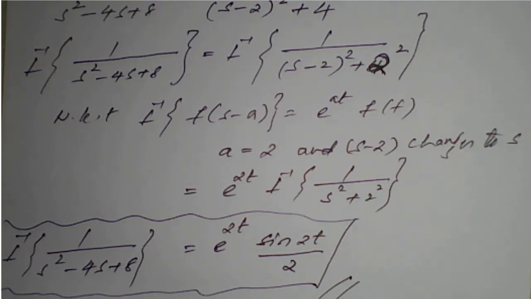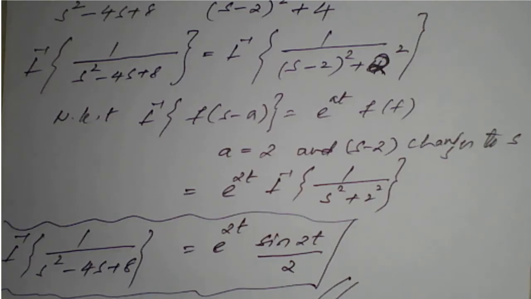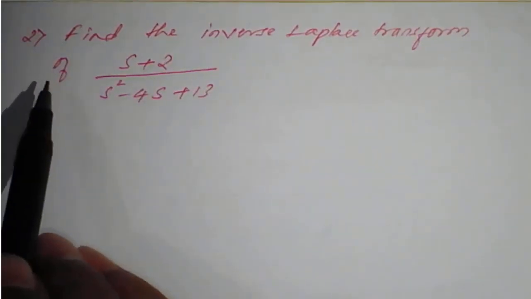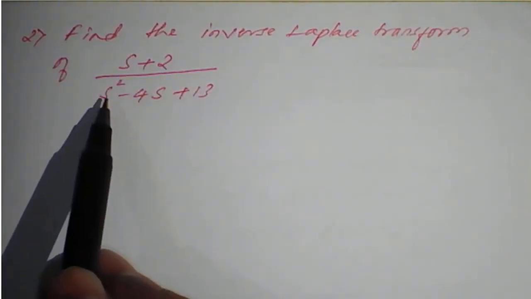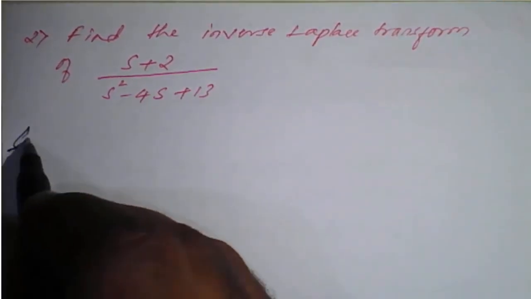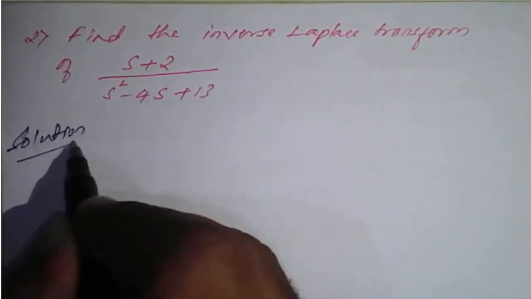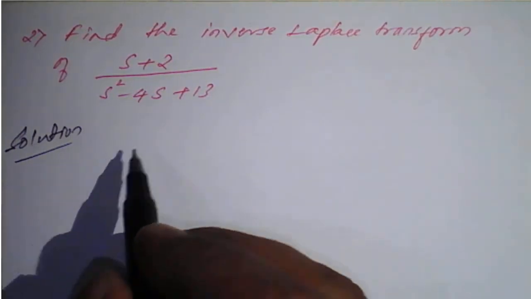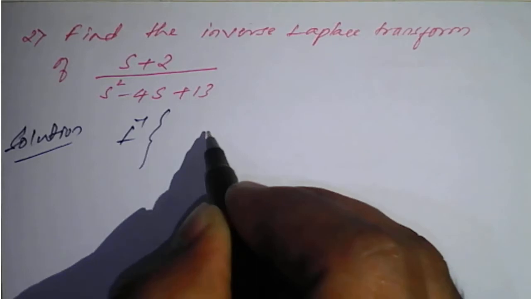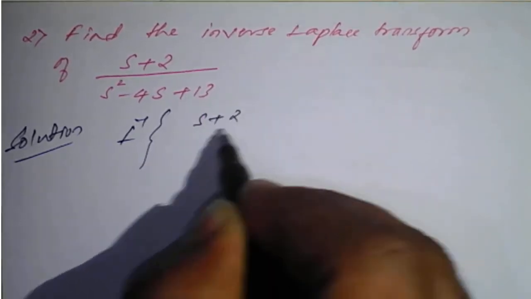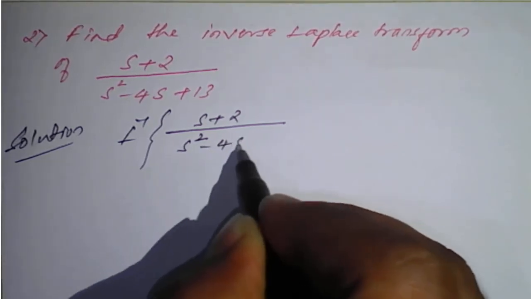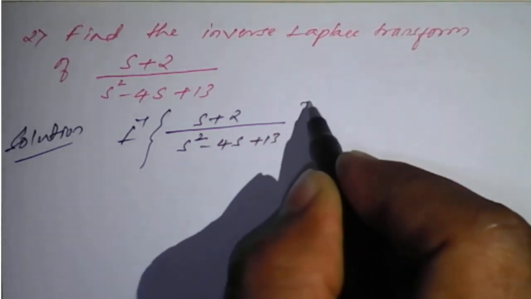So next example, find the inverse Laplace transform of s plus 2 divided by s square minus 4s plus 13. So solution. The denominator also is not in a proper form. So we need to find the inverse Laplace transform of s plus 2 divided by s square minus 4s plus 30.